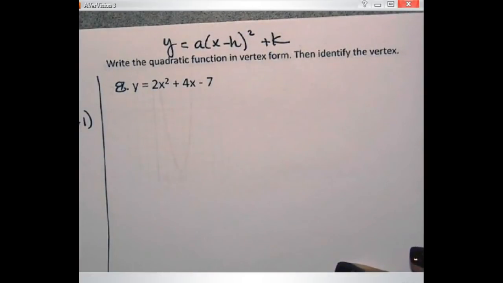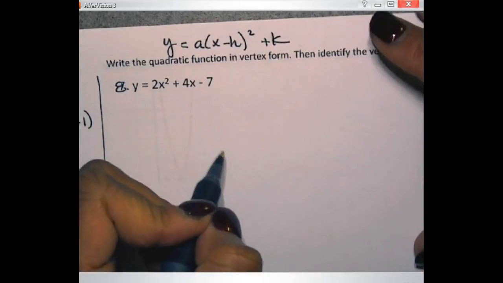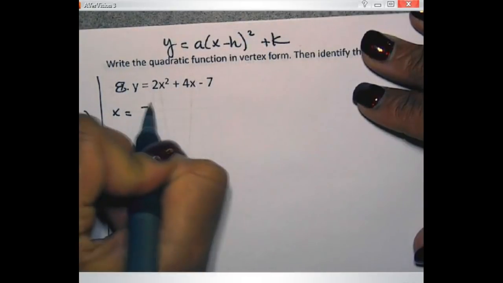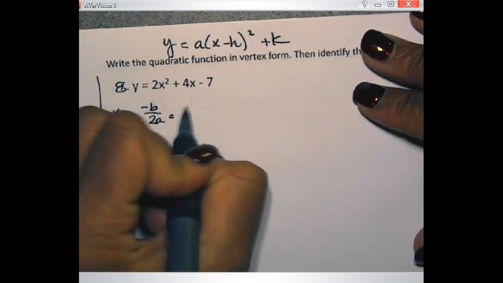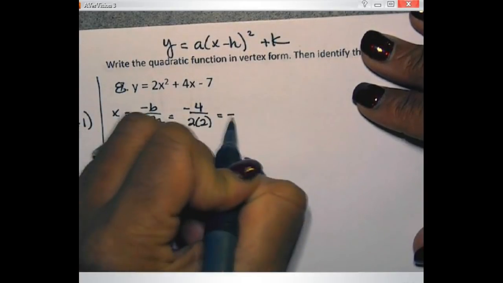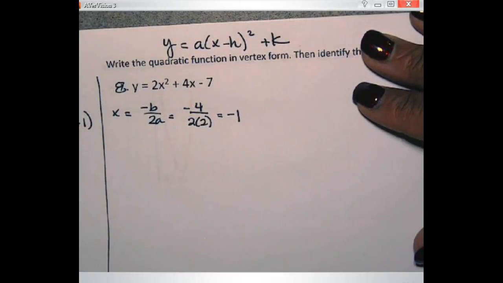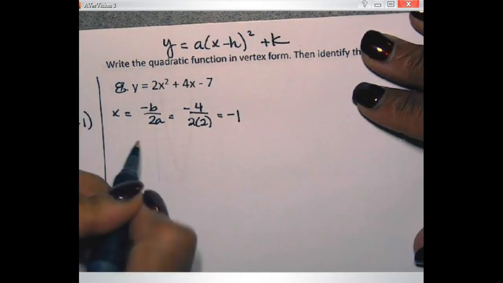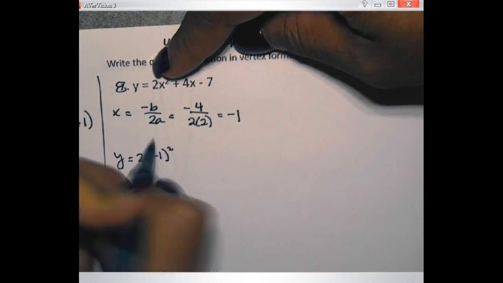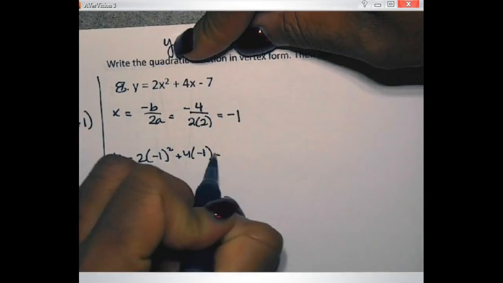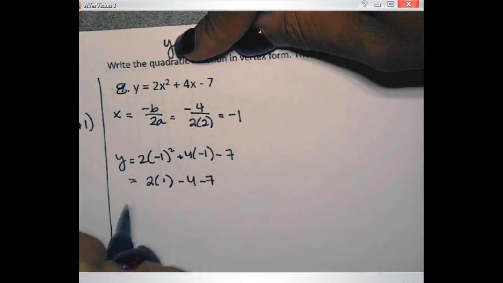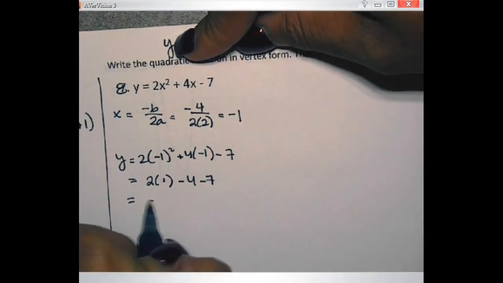And to do that, I need my h and I need my k, and the a is still just going to be 2. So I can find the vertex by using x equals negative b over 2a, which is negative 4 over 2 times 2, which is negative 1. I need the h part of it, the k part of it, so I'm going to plug this in. Plus 4 times negative 1 minus 7. So this would be negative 9.